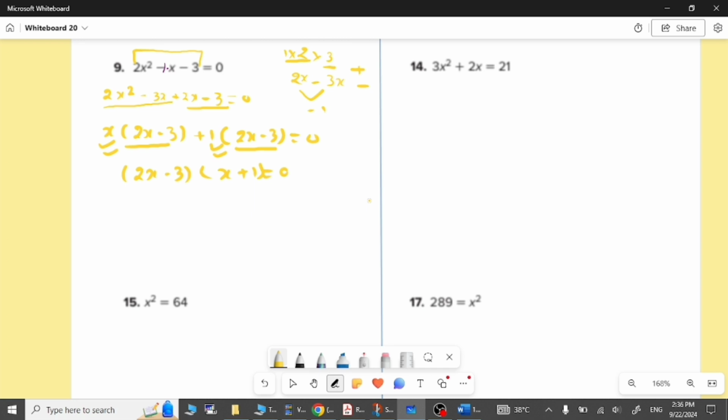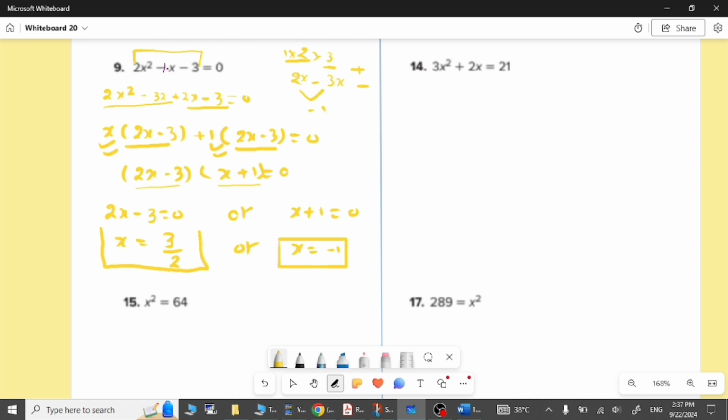Now the product of two numbers is 0, which means either this expression or this expression is 0. So I can write 2x minus 3 is equal to 0, or I can write x plus 1 is equal to 0. When you solve, x will be equal to 3 by 2 from here, or you can say x is equal to minus 1 here. So two solutions I have got from here also.